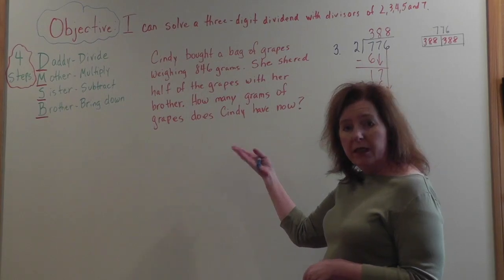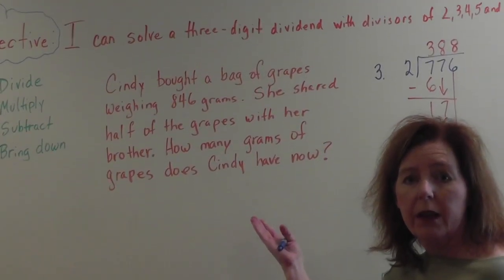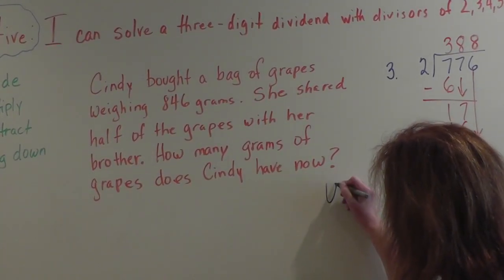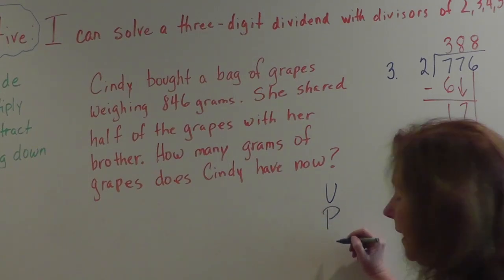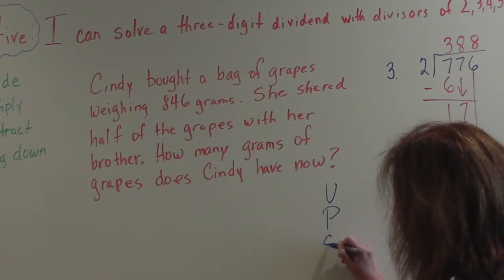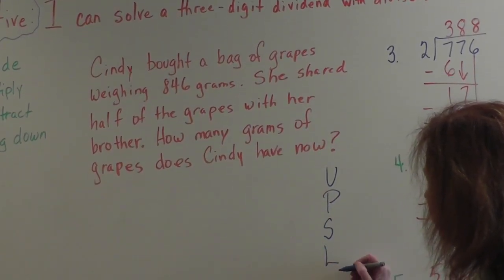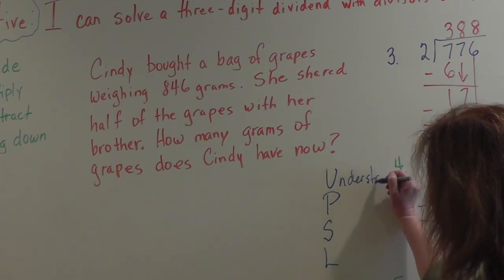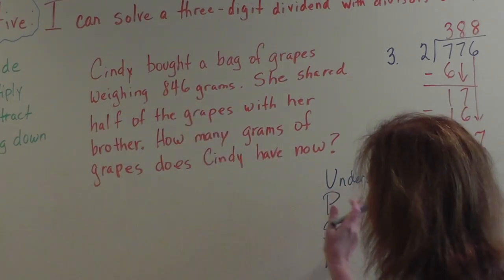It's going to be division. Okay? Now, there are 4 steps in solving a word problem. Okay? You need to understand the problem first, then you plan, then you solve, and you look back. UPSL. So you need to understand the problem. All right? So the first thing we do is understand.